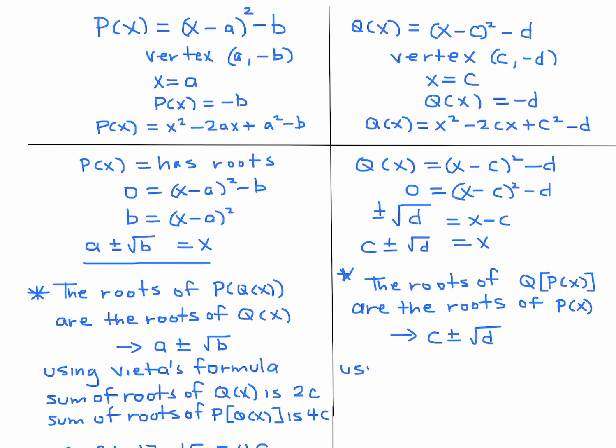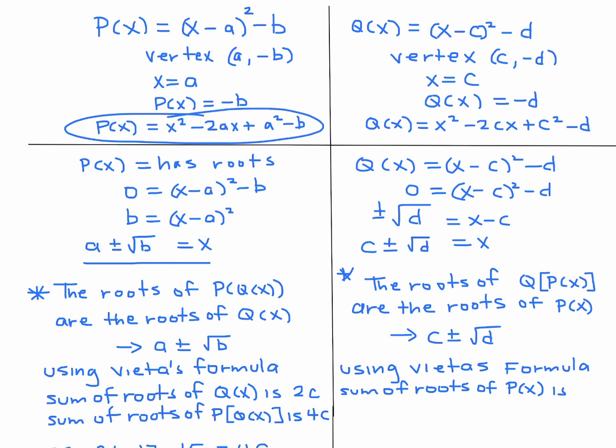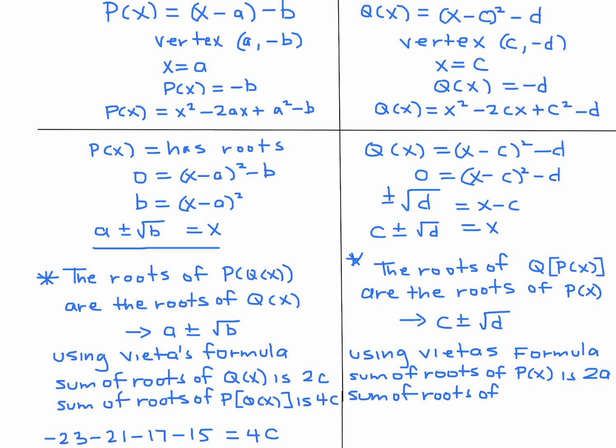And very similarly, using Vieta's formula, we can find the sum of the roots of p at x very quickly. And of course, we're looking at this guy right here. Vieta's formula applied to p at x is as follows. The sum of the roots is minus b over a, right? And in our case, my b is minus 2a. So that's going to be here, minus 2a. And my a is the coefficient here, which is just 1. So this just becomes 2a. And therefore, the sum of the roots of q at p at x is 4a.